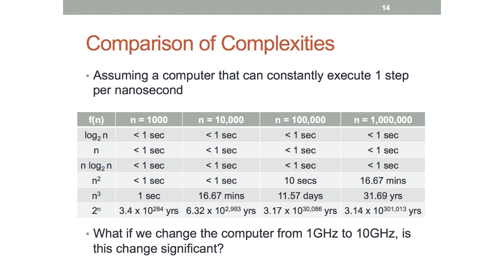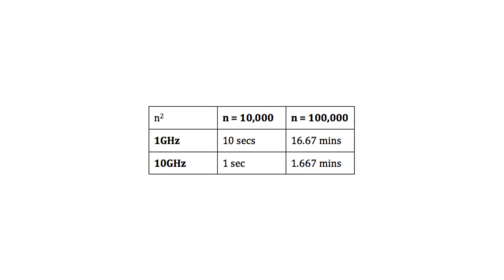Considering the quadratic function with n at 10 and 100,000, we can estimate that the 10 GHz computer would run at a tenth of the time of the 1 GHz computer, giving us the following execution times. Notice that increasing n by 10 times and increasing the speed of the computer 10 times will still yield a 100-time difference because 1.667 minutes is the same as 100 seconds.